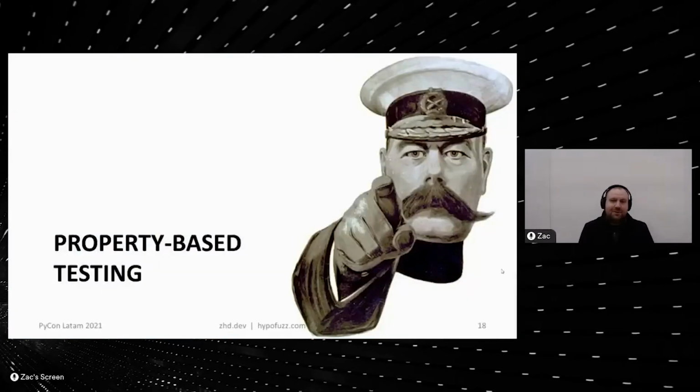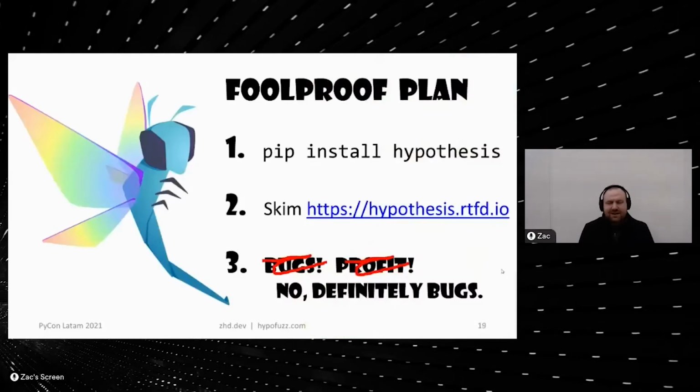And so the moral of the story, to the extent that there is one, is that I think you should use property-based testing. And in order to do that, there's basically a three-step plan that I'm going to walk you through before we get into how I discovered some of my favorite bugs. That foolproof plan is to pip install hypothesis, or if you prefer Conda, you can conda install hypothesis. You can skim the Hypothesis docs, and then pretty soon after, you'll be finding a lot of bugs.